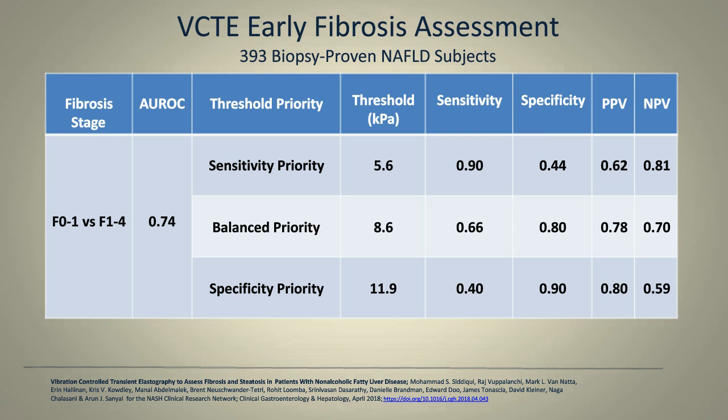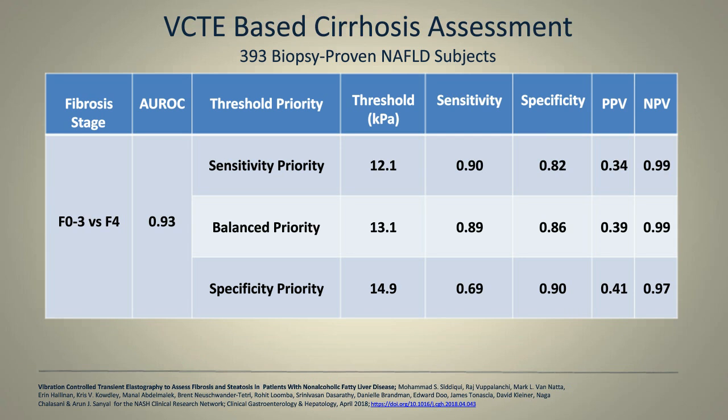Now, moving onward, I think there's some more interesting data from this publication, and this is focused on cirrhotics. So F0 to 3 versus F4. And you see the ROC to detect F4 is 0.93. The balance priority cutoff is 13.1.